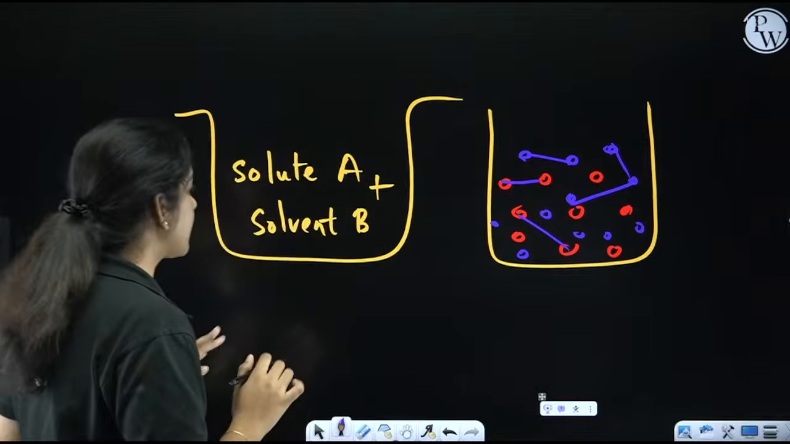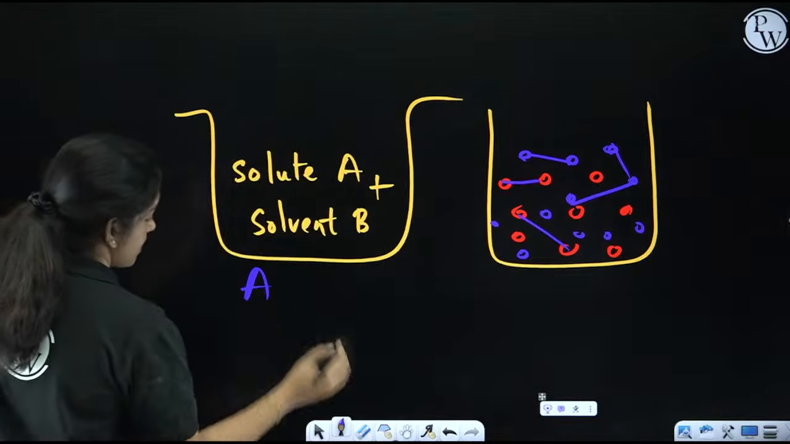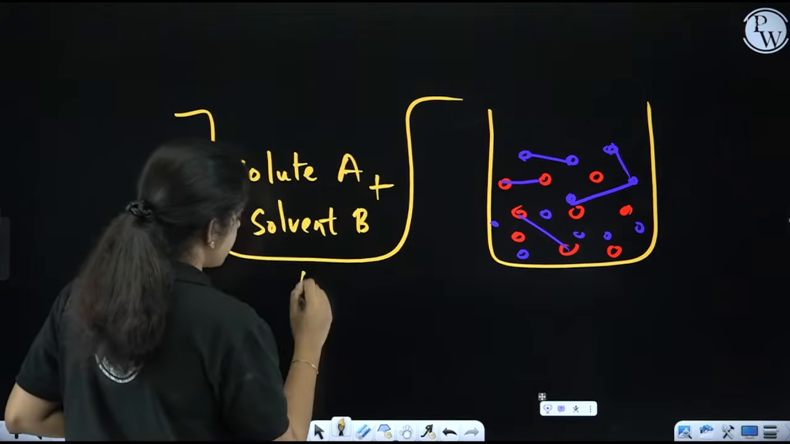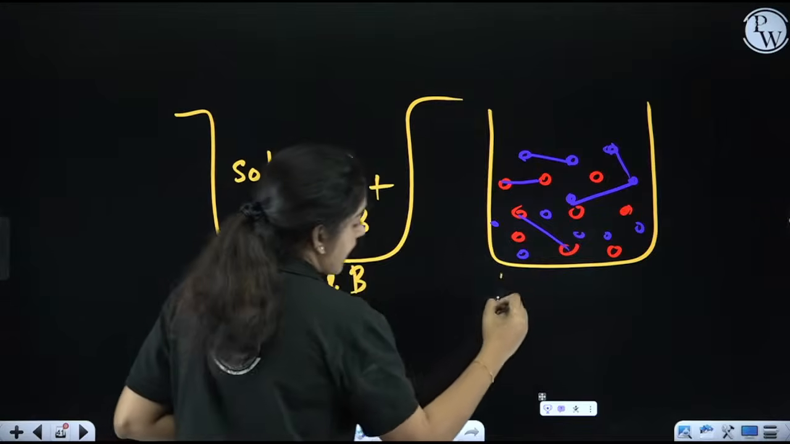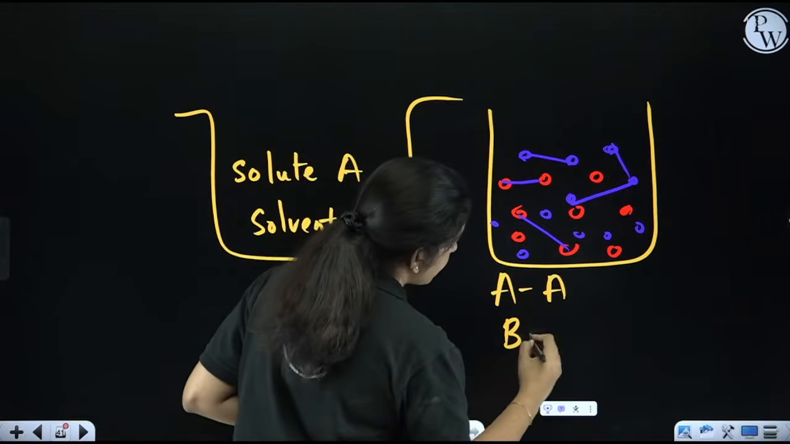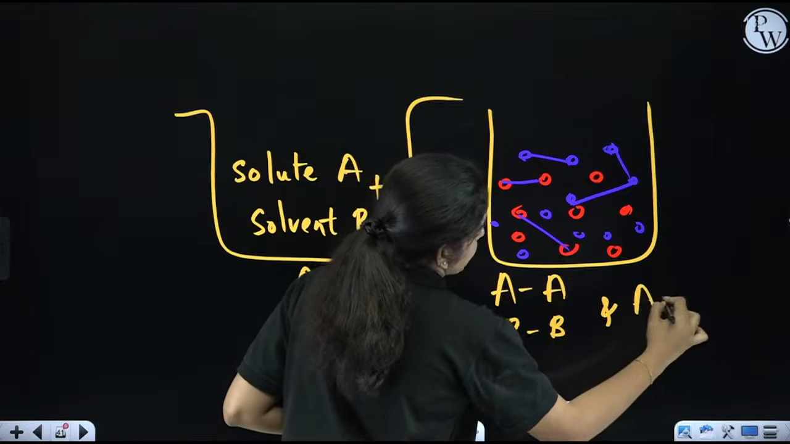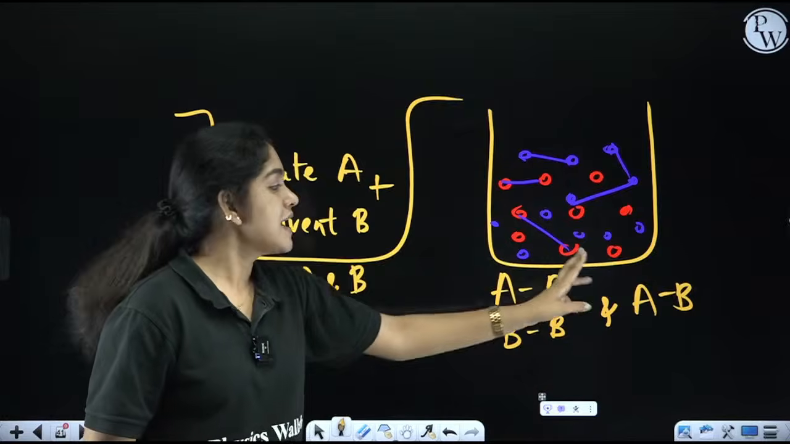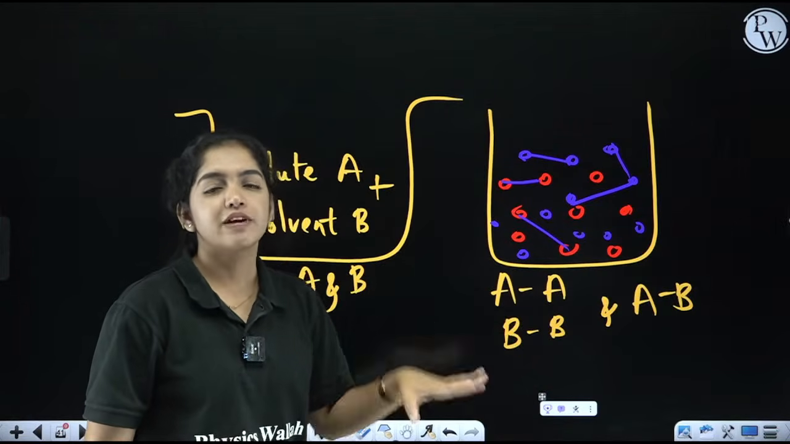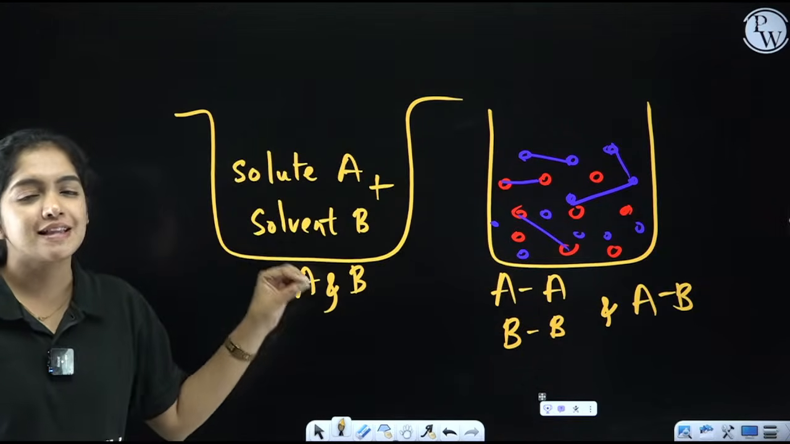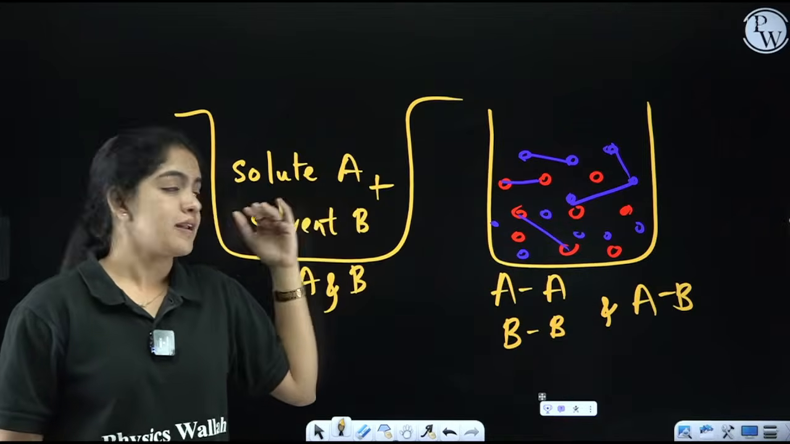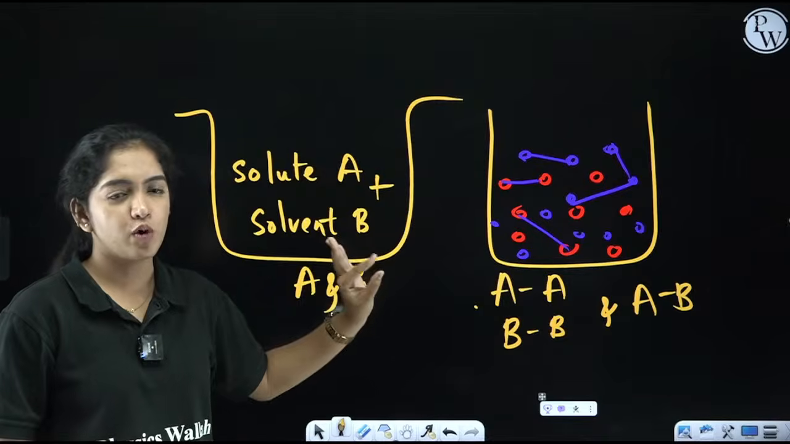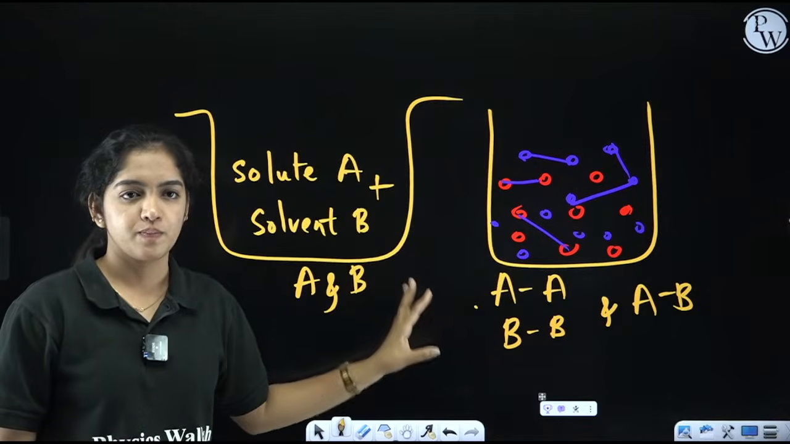We can give a simple explanation: here A is there, B is there. AA interaction is there, BB interaction is there, and AB interaction. What is AA interaction? Solute interaction. The solute interaction, solvent interaction, and solute-solvent interaction will be the same. That's why the enthalpy change is equal to 0 and the volume change is equal to 0. There won't be any change in the enthalpy of mixing and volume of mixing.